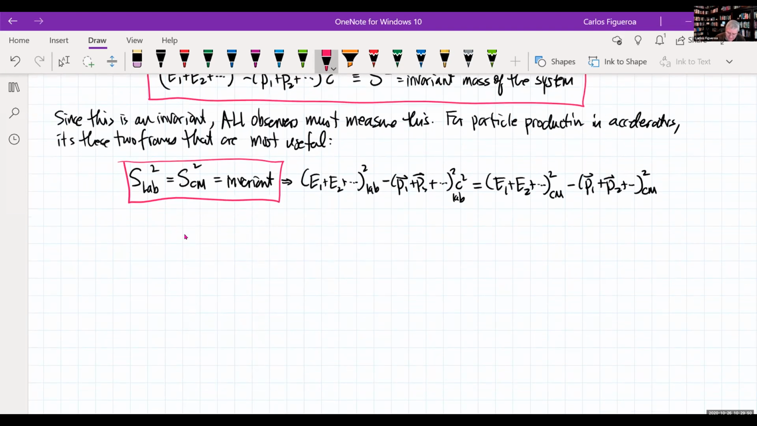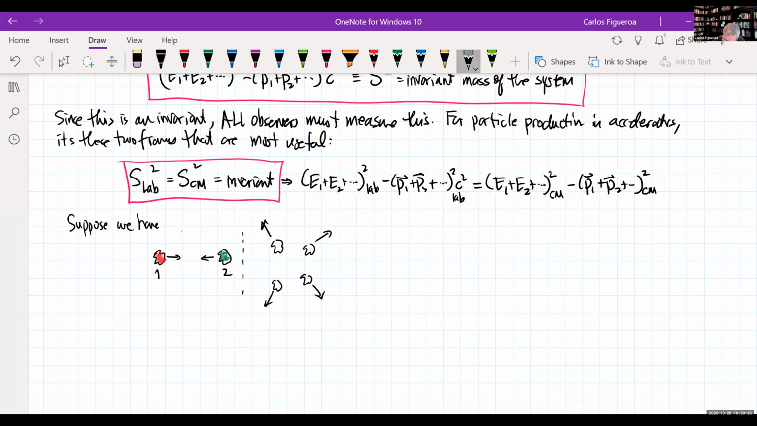If I have a complicated system, suppose we have a system. So I throw a glob of something. Let's say this is my red glob, this is my green glob, and we'll call this 1 and this 2. Because of mass energy conversion, I can get a series of globs that come out of the system here. So let's say this is my picture right here. Maybe this is 3, 4, 5, 6.